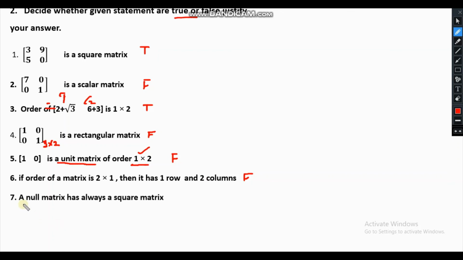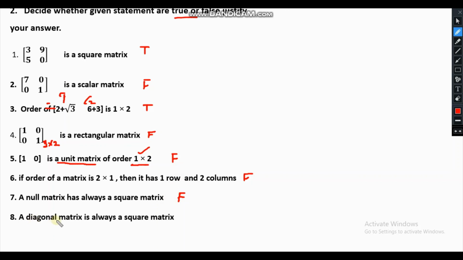Question number 7. A null matrix is always a square matrix. We know that a null matrix has all elements inside the array equal to 0. So it is not necessarily a square matrix. It must be either a rectangular matrix or a square matrix. So this is not true.